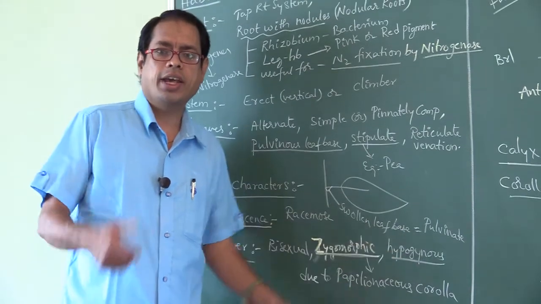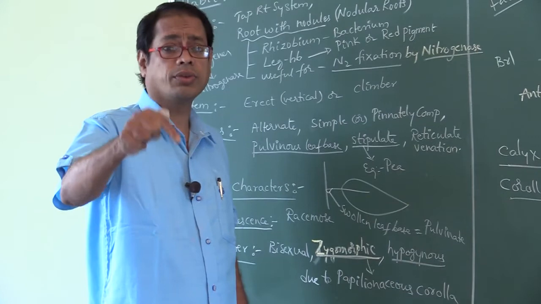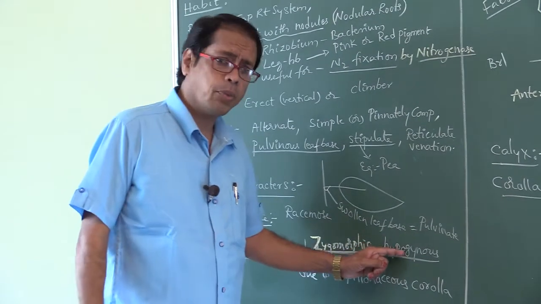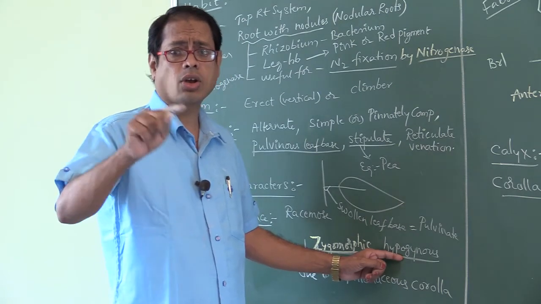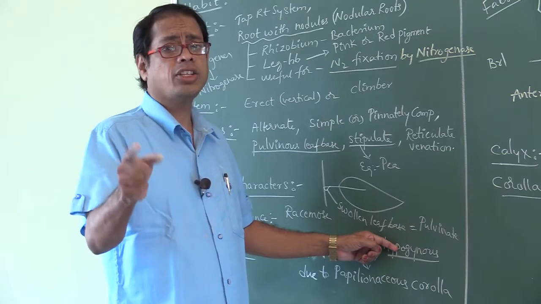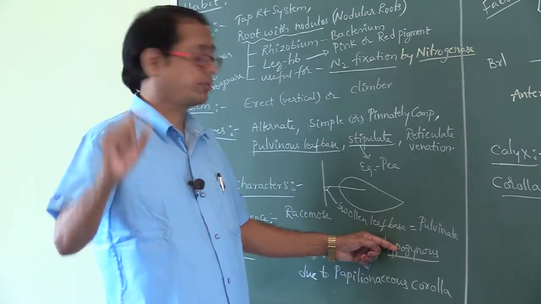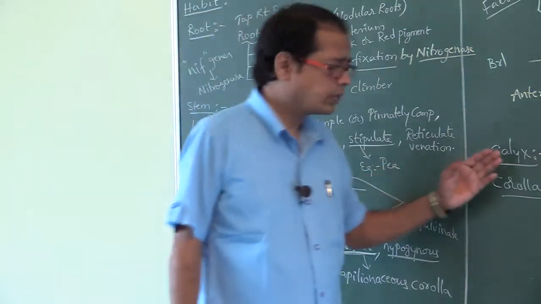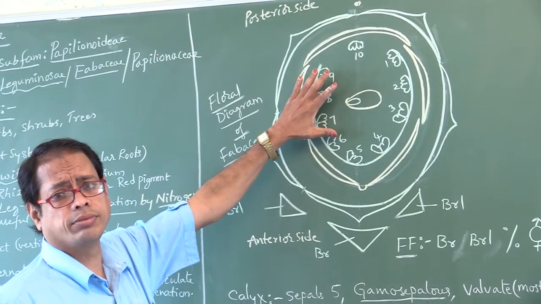What type of flowers? Hypogynous flowers. The presence of hypogynous flowers means there is the presence of superior ovary. In hypogynous flowers, thalamus is convex or conical in shape. Superior ovary is present. Gynoecium is at highest position on thalamus. Right. Next. Let's see the floral diagram. This is the floral diagram.